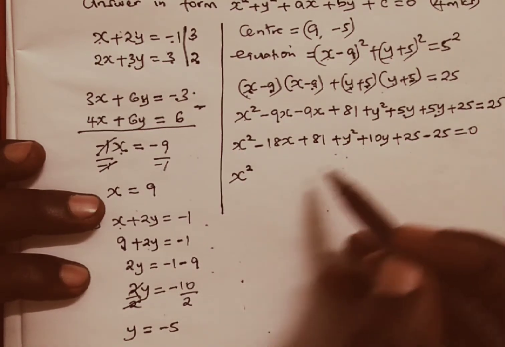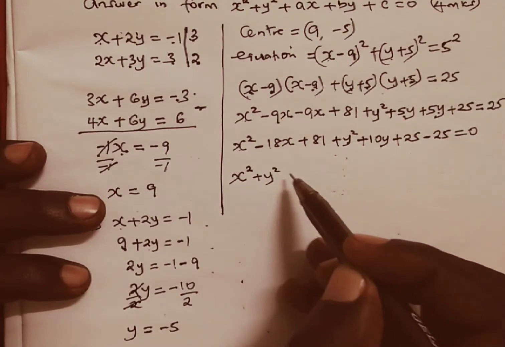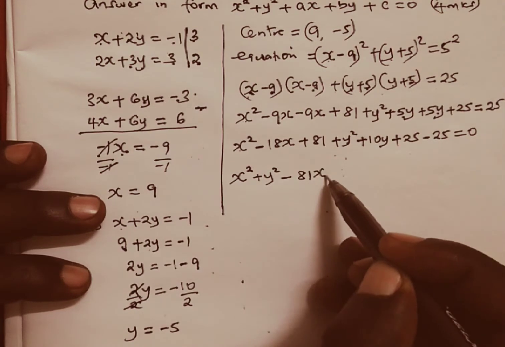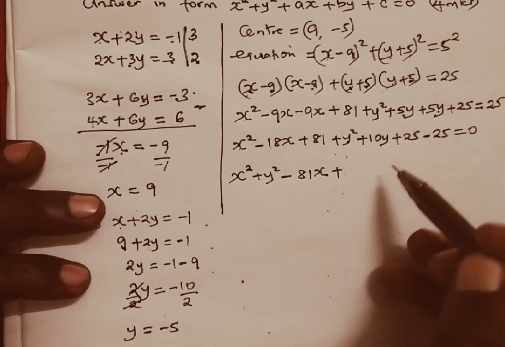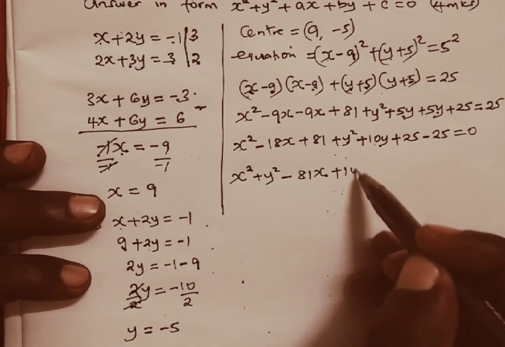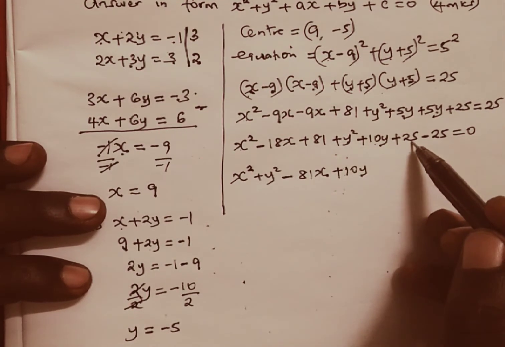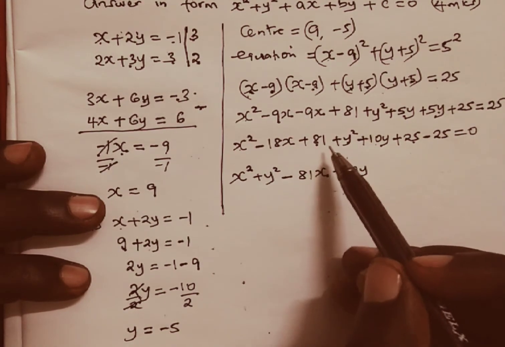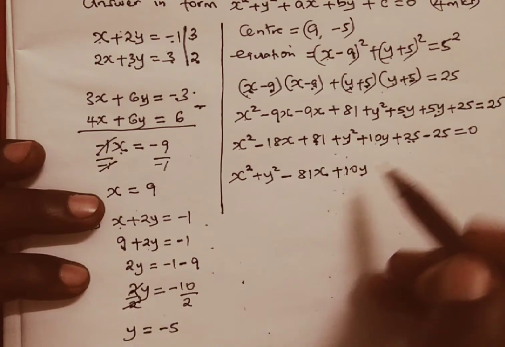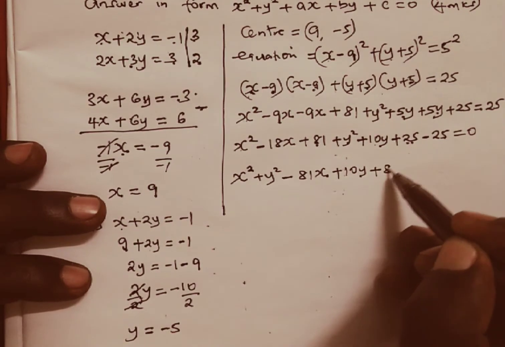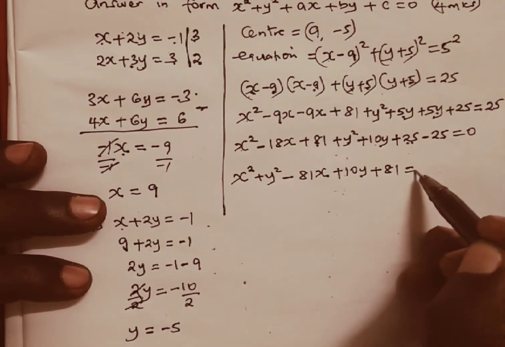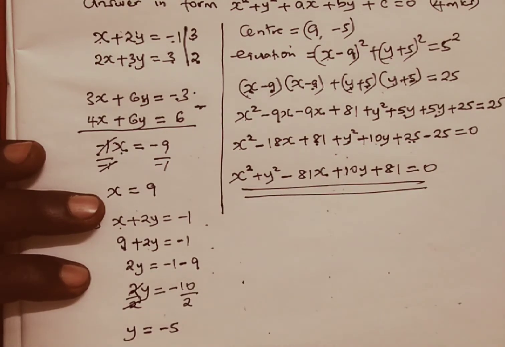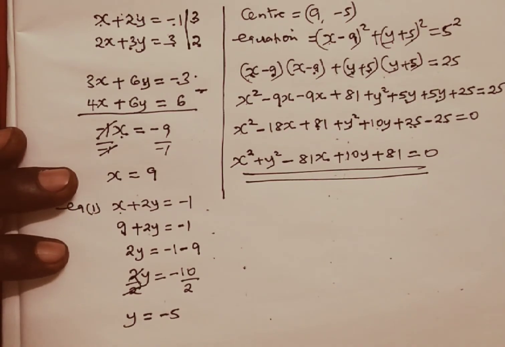that is x squared plus y squared minus 18x plus our 10y. Then 25 minus 25 will give us a 0. So plus 81, that is positive 81 plus 25 minus 25. We are going to remain with positive 81, and this is going to be equal to 0. And by so doing, you have gotten the equation of the circle.